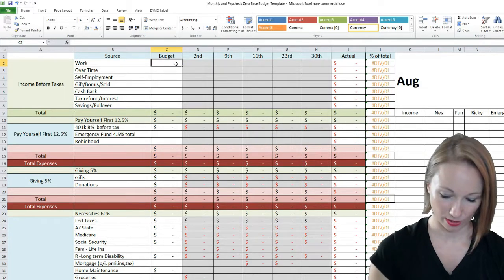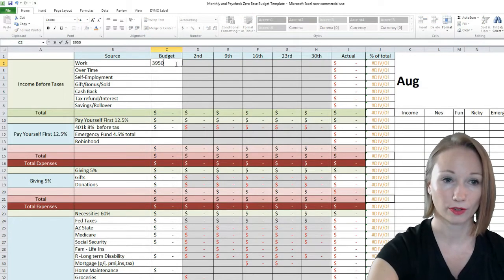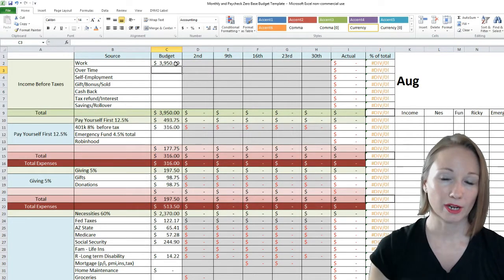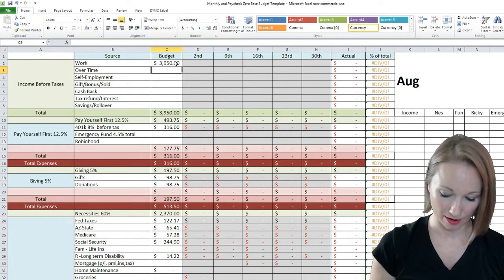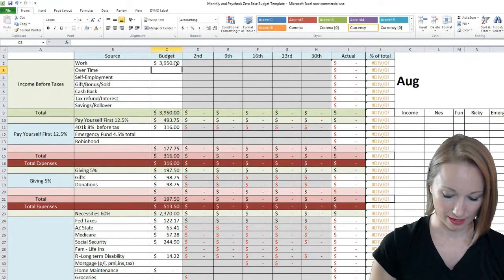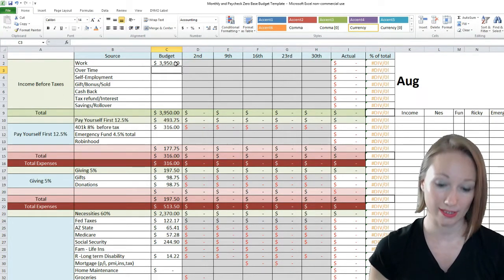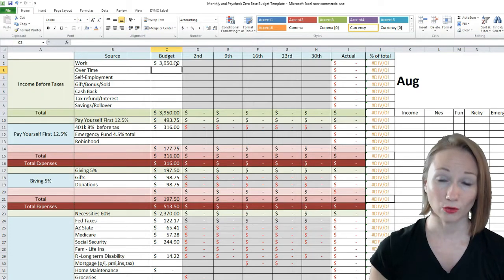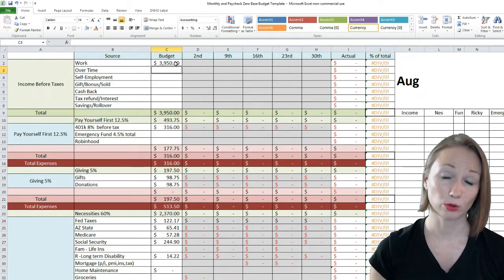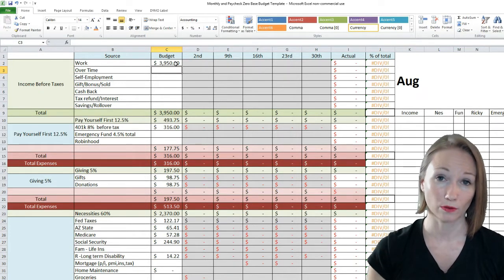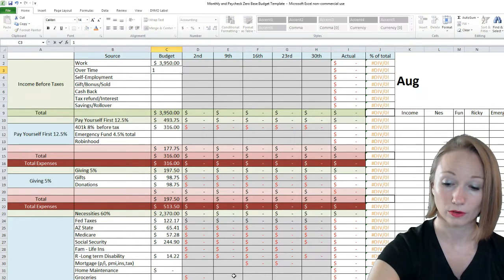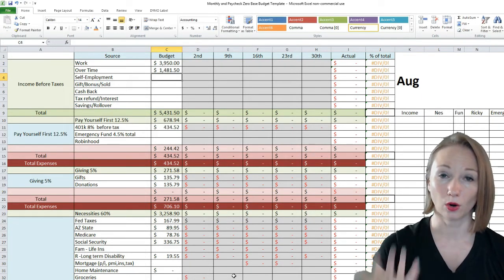So like I said, we have $3,950 for my husband's base pay. Now my husband's overtime is time and a half. So I would take that $19.75, divide it by 2, and then add the $19.75. So he makes $29.63 for every hour that's overtime. And they usually get a minimum of 10 hours of overtime every single week. So I have $1,481.50. So that would be his overtime.